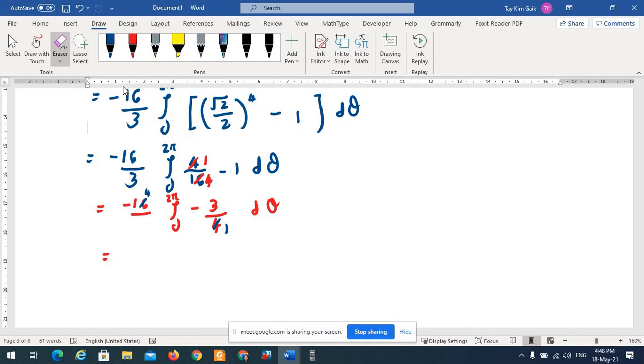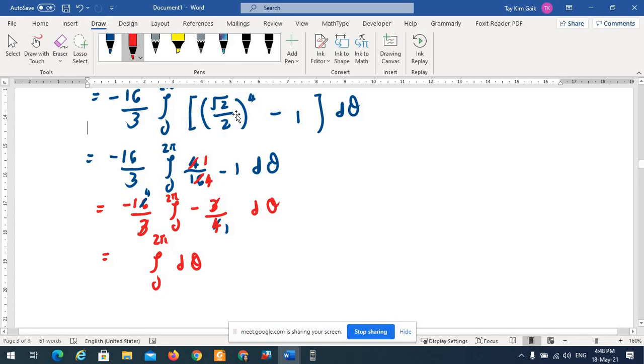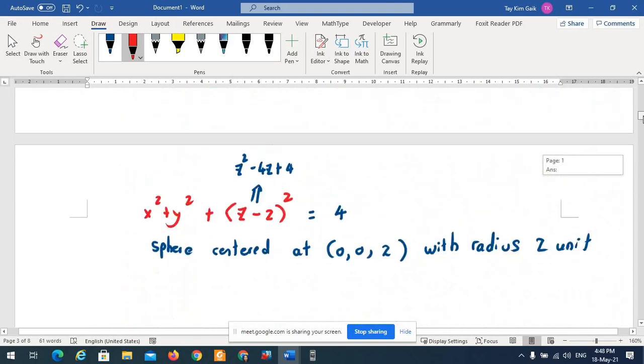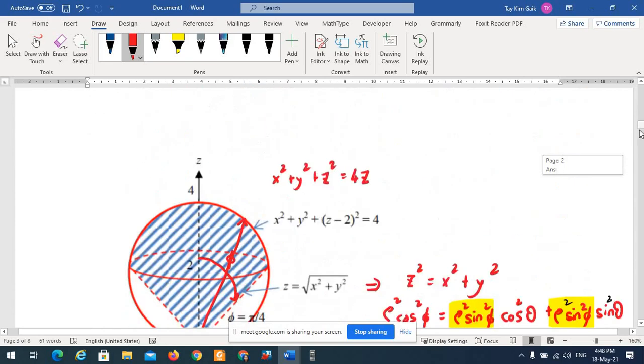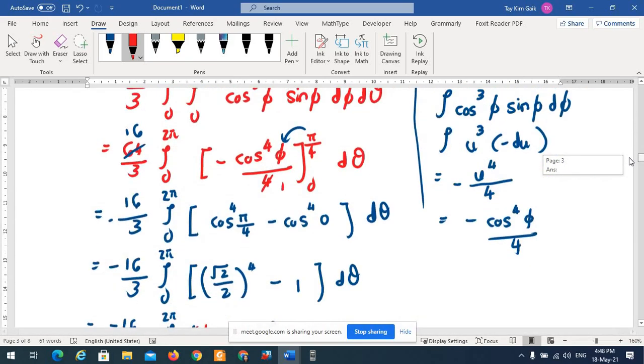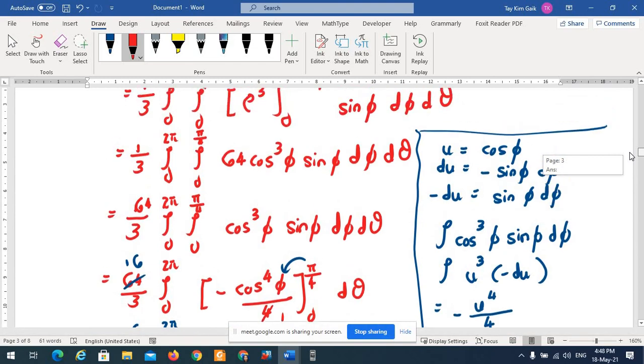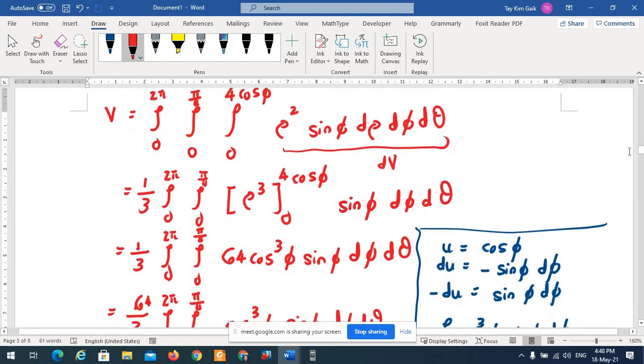So 3 and 3 here, just left 0 to 2 pi theta. And the answer given, check it. The answer is 8 pi. Okay, do you notice where's a mistake? Go through one more round.